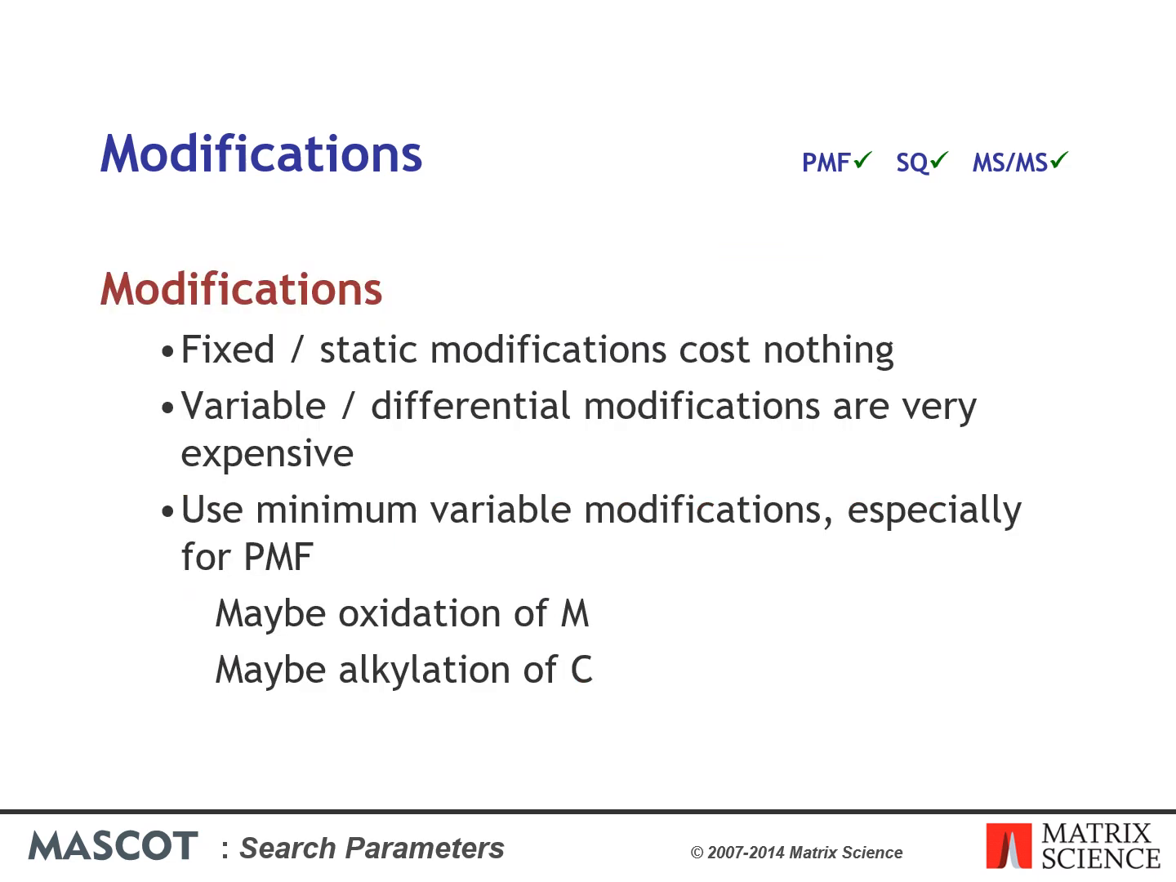Modifications in database searching are handled in two ways. First, there are the fixed or static or quantitative modifications. An example would be the efficient alkylation of cysteine. Since all cysteines are modified, this is effectively just a change in the mass of cysteine. It carries no penalty in terms of search speed or specificity.